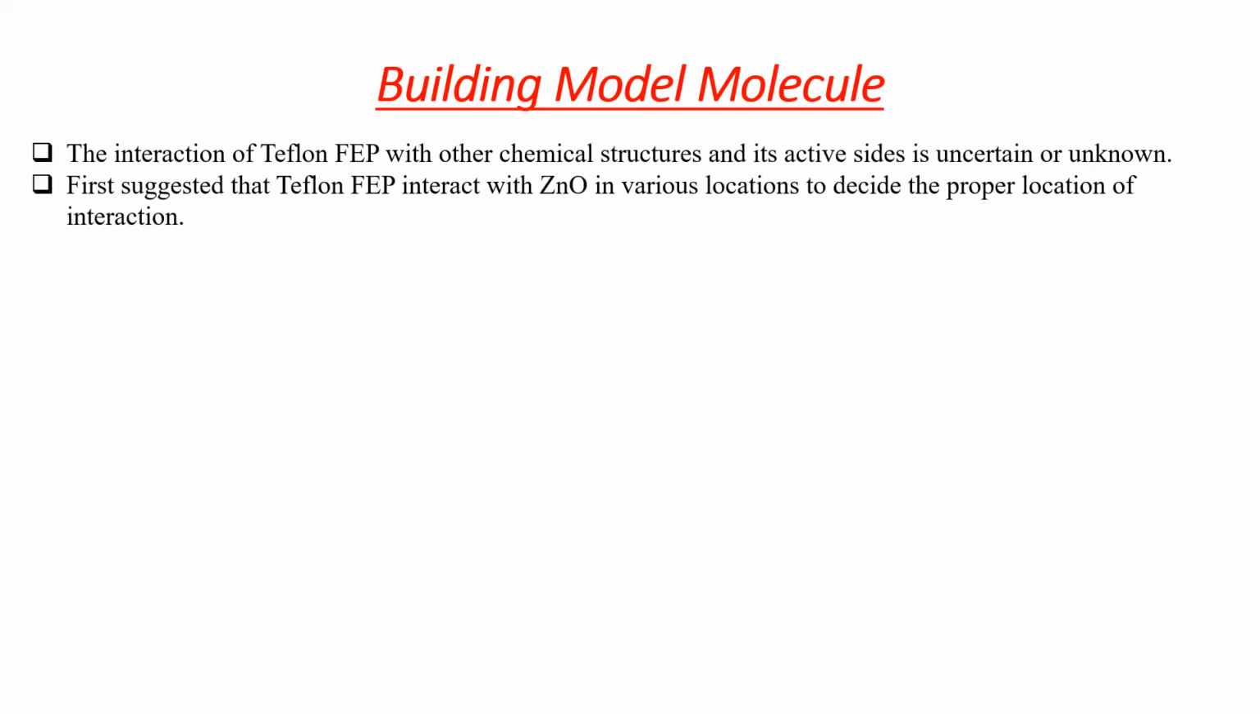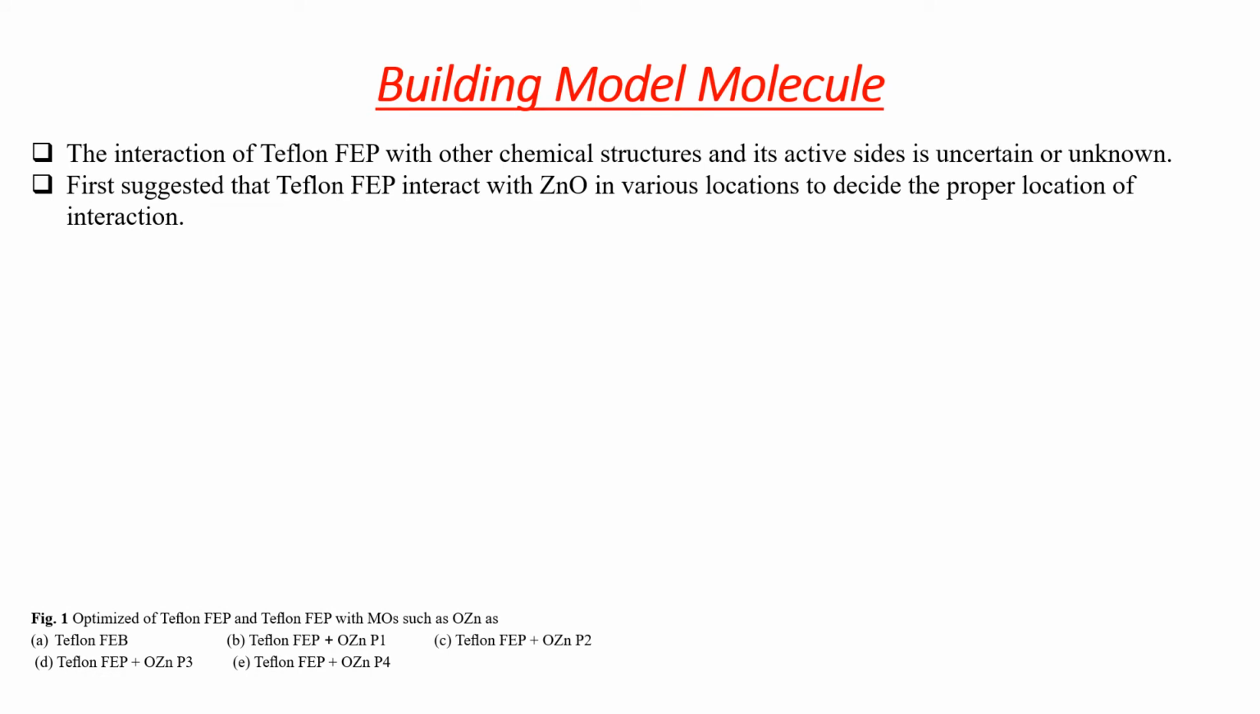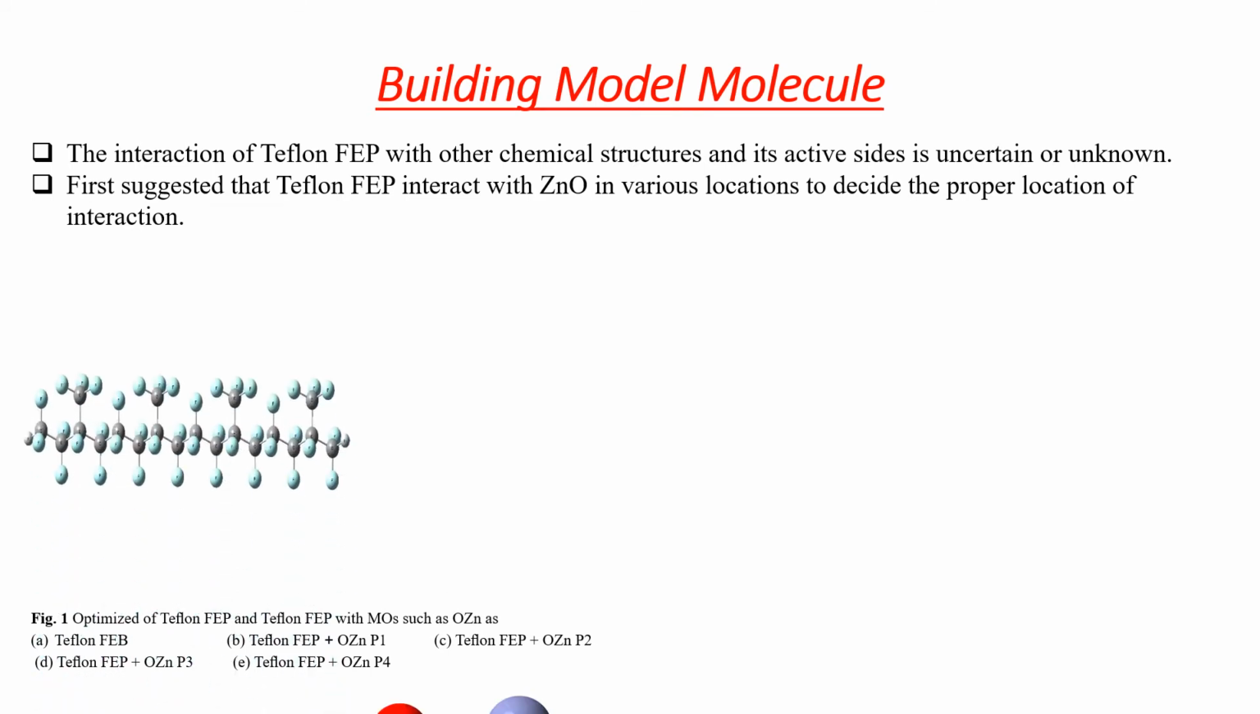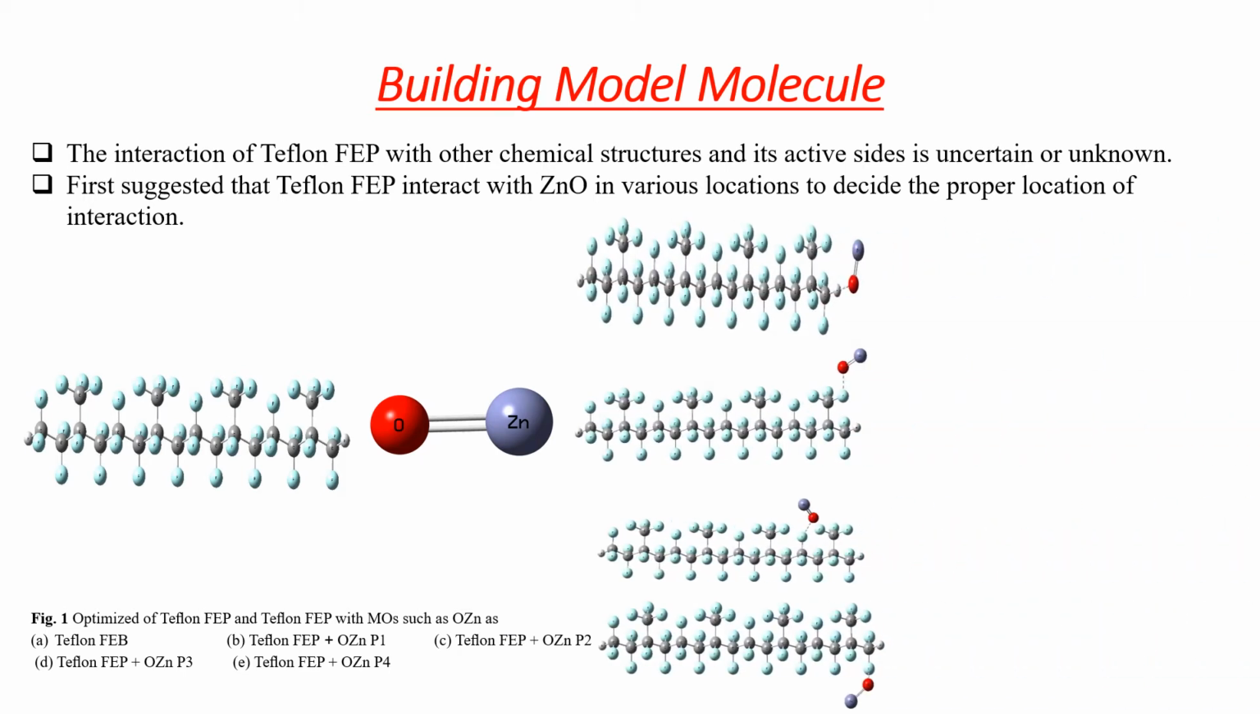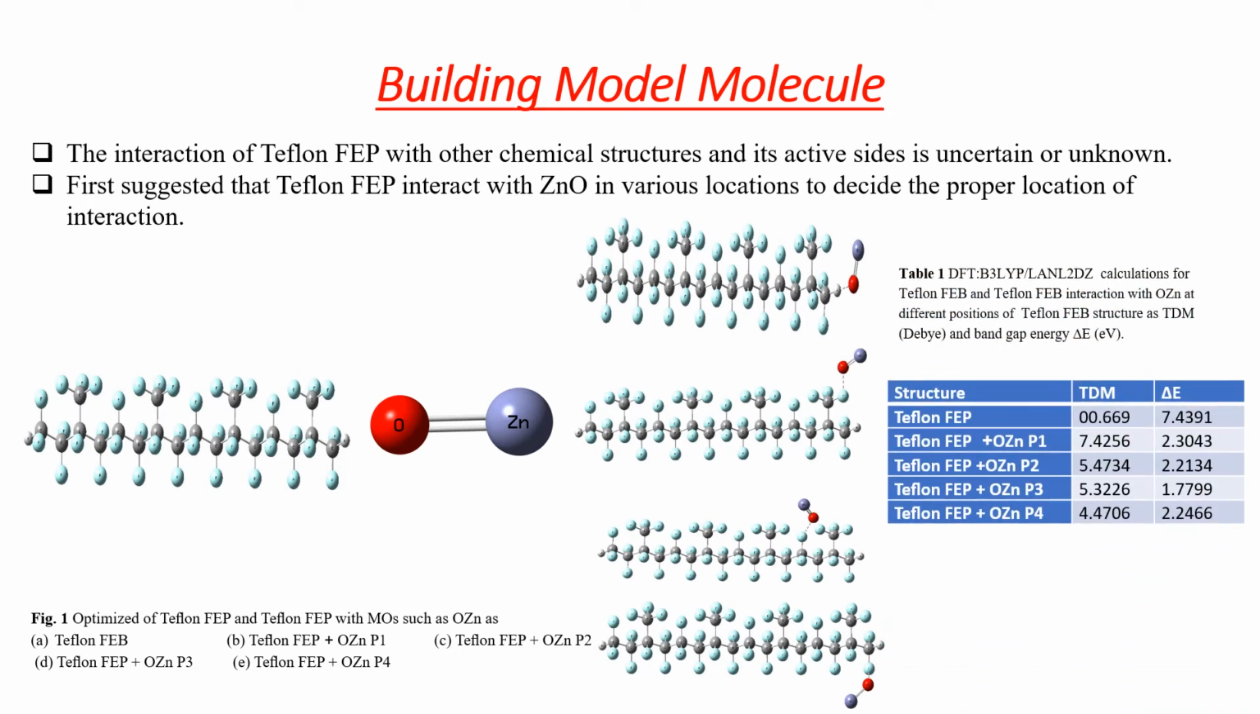To build our model structure, we have to study the active site of Teflon FEP. By interacting Teflon FEP with zinc oxide, we examined different active sites as positions 1, 2, 3, and 4. By calculating the band gap energy, the most probable active site of the interaction is position 3.